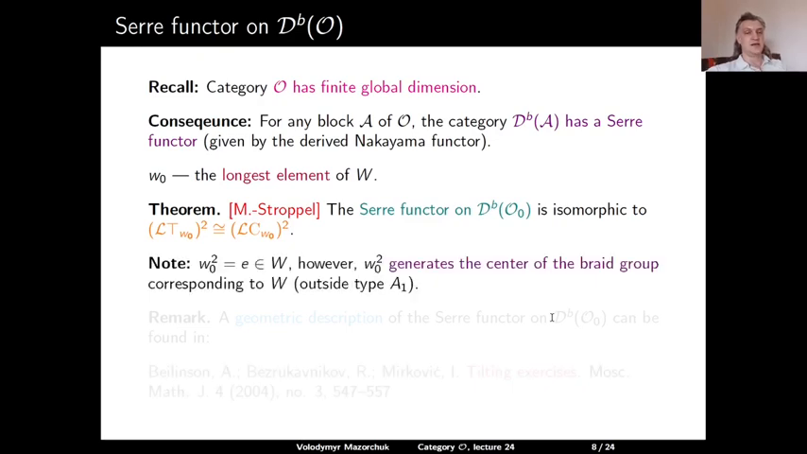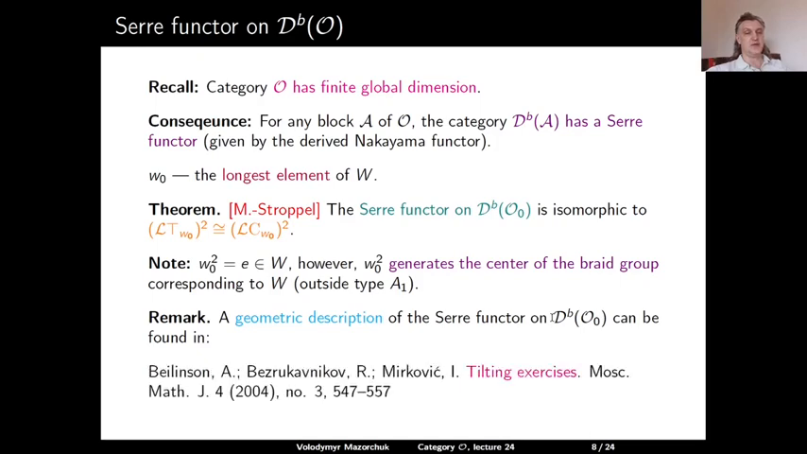Note that the square of w_0 is the identity element in the Weyl group. However, it is not the identity element in the braid group. In fact, outside type A_1, w_0 squared generates the center of the braid group corresponding to W. There is also a geometric description of the Serre functor on D^b(O_0), which can be found in the paper by Beilinson, Bezrukavnikov, and Mirkovic from 2004. The aim of today's lecture is to prove this Lie-theoretic description of the Serre functor on D^b(O_0).